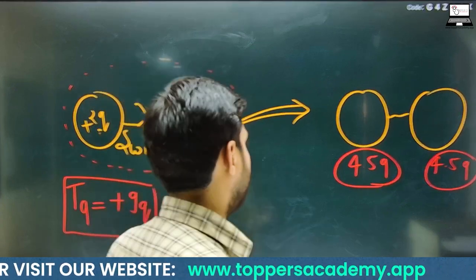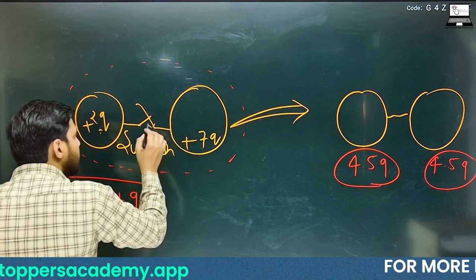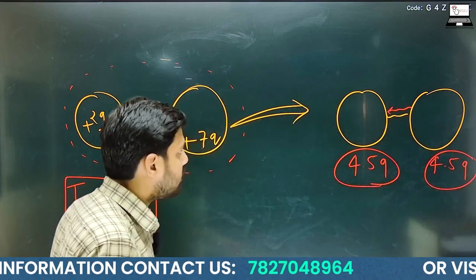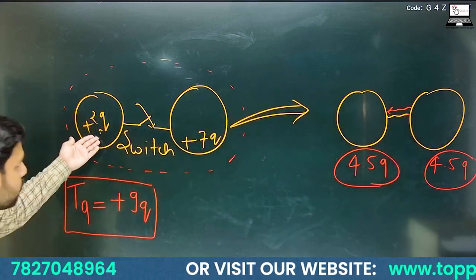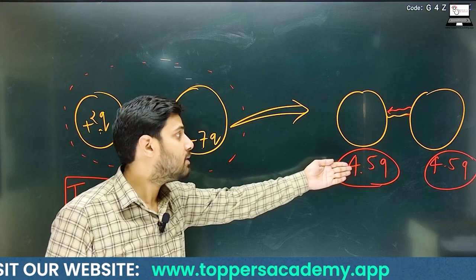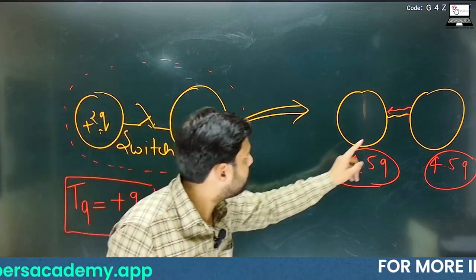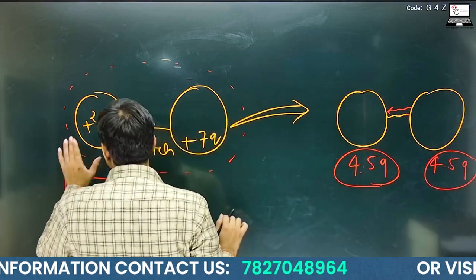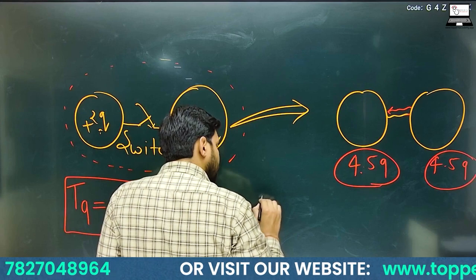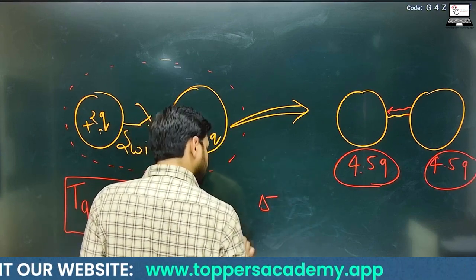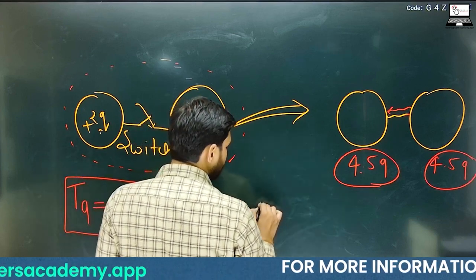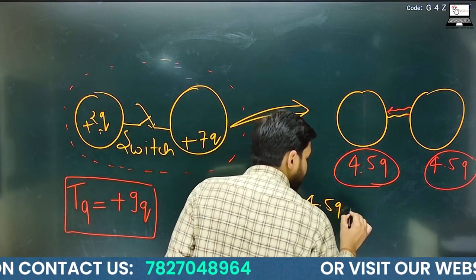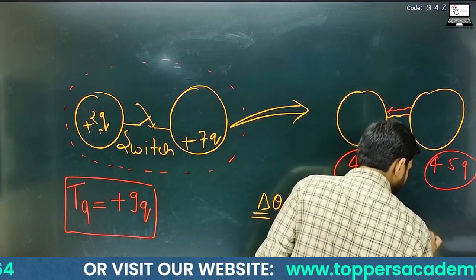Clear? Now, if somebody asks you how much charge is being transferred from here to here, which is obviously the common question, because initially it was having 2q, finally it is having 4.5q, it means charge is transferred from this sphere to this sphere. How much charge has been transferred? Let me calculate. Initially it was 2q, finally it is 4.5q, then the total change in charge, delta q, where delta means change, is final charge minus initial charge. What is it? 2.5q.